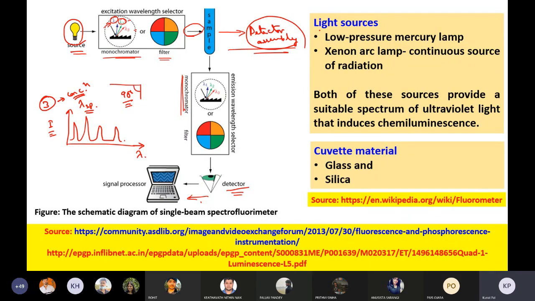Now coming to the light source, what are the different types of light source? We have the low pressure mercury lamp. Then we can also use the xenon arc lamp, which is a continuous source of radiation. Okay. So both of these sources provide a suitable spectrum of ultraviolet light that induces chemiluminescence. Okay. So chemiluminescence means there will be some chemical reactions which will give you some luminescence, and that can only happen in the ultraviolet region.